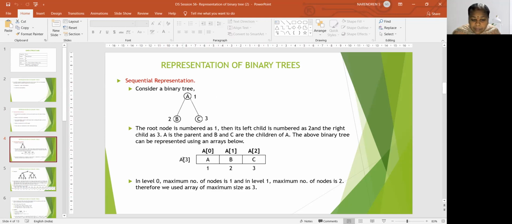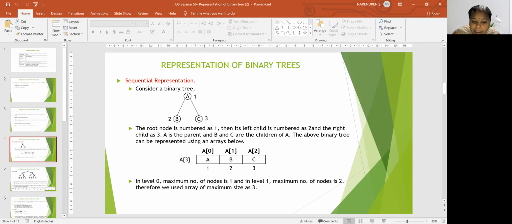Suppose A[3], where A is the array name and 3 is the number of locations. The length is 3, that is, the total number of nodes is 3, so 3 is the size. A[0] is A because it is the level 0 node, and A[1] and A[2] are B and C, the next nodes. So they are allocated in positions 1, 2, 3 correspondingly.